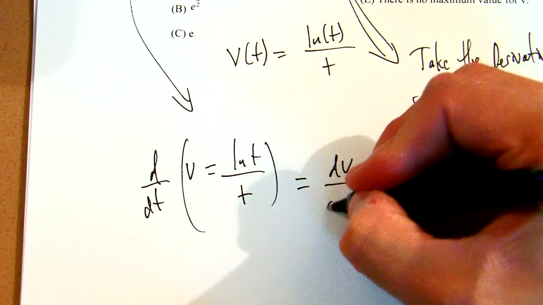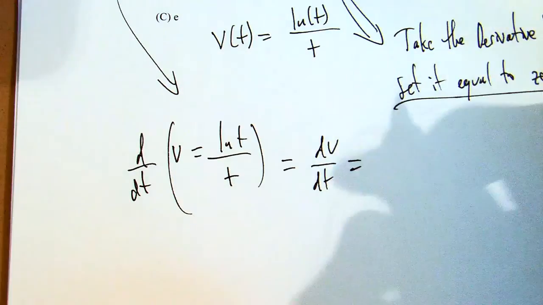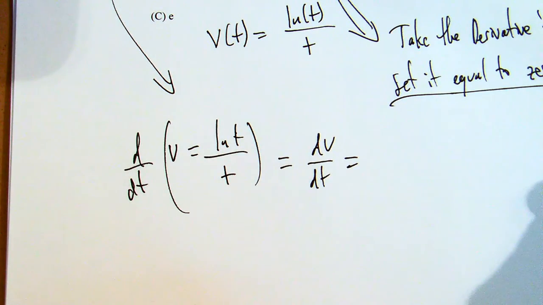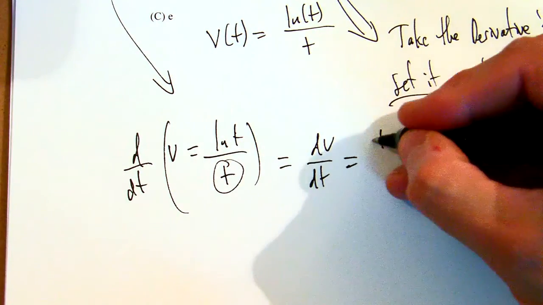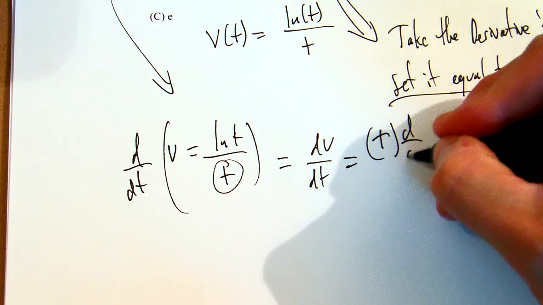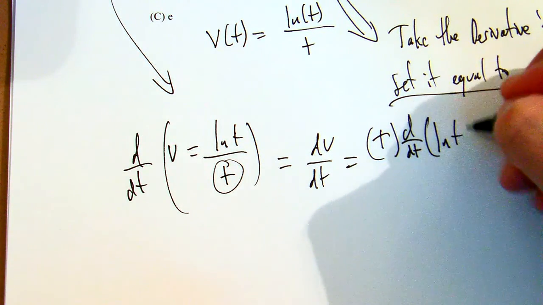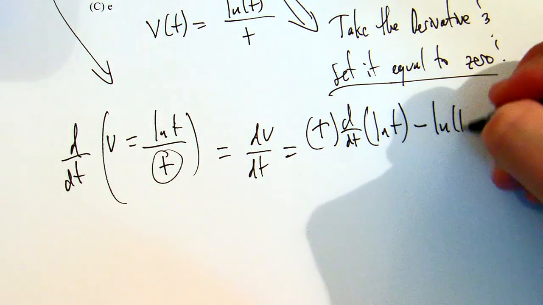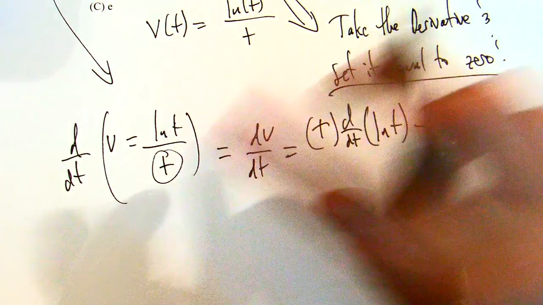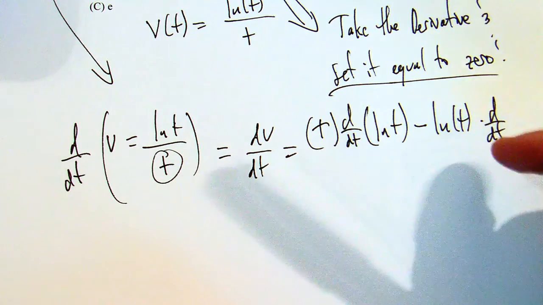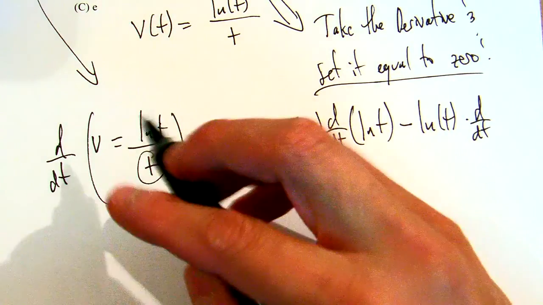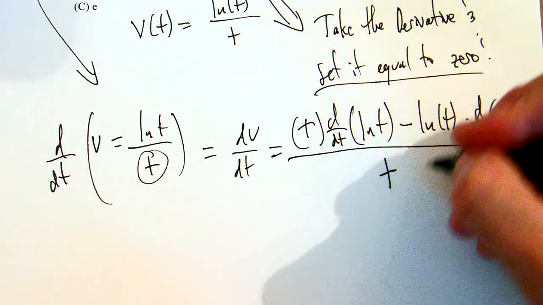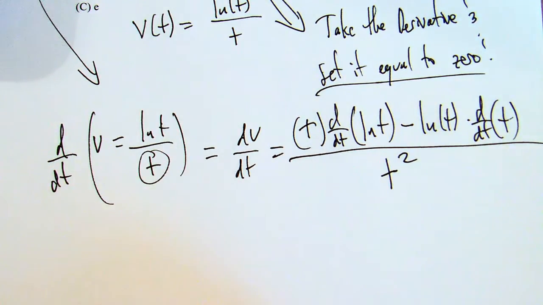So dv dt, we're going to set it to 0 in a second, equals, we're going to use the quotient rule here because it's a function of t, the numerator and denominator. So low times d high minus high times d low, and because you're taking it with respect to t, d low of t, all over low squared, t squared. And then we just simplify.